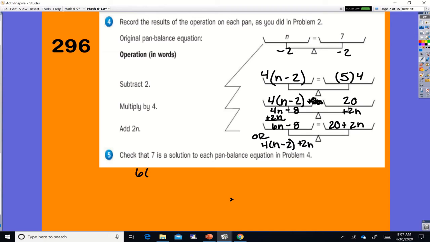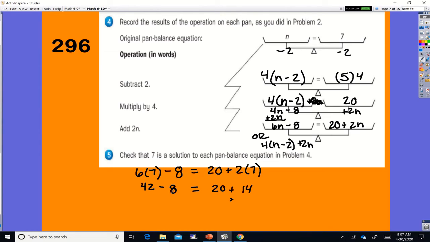So I have 6 times 7. All I'm doing is anything that has n, I'm putting 7 in for. Minus 8 equals 20 plus 2 times 7. I do my multiplication first, my distributive property, so I have 42 minus 8. 2 times 7 is 14.